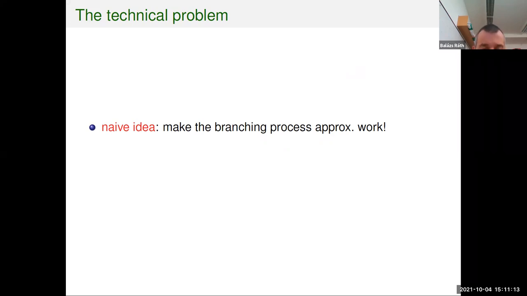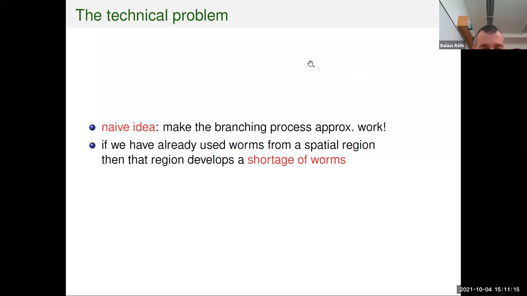So one has to give new ideas, because the problem with Z^d is that if we already used up worms coming from a spatial region, then that region already develops a shortage of worms. So it's hard to pretend that you are in the case of a branching process where each generation is a fresh new start. Okay, this is rather vague. Shani will give more technical details.